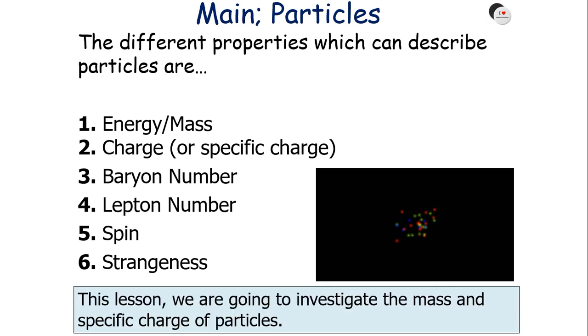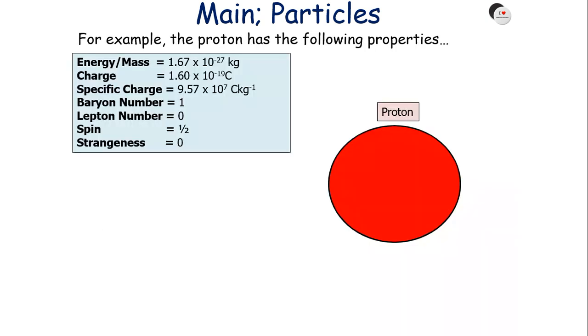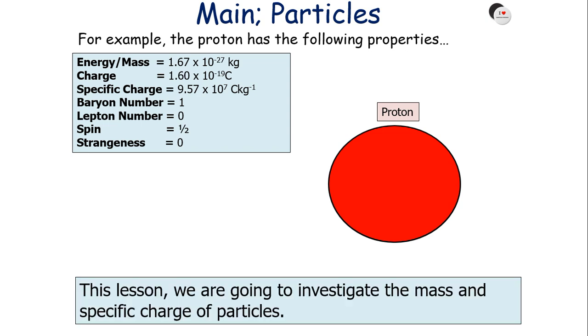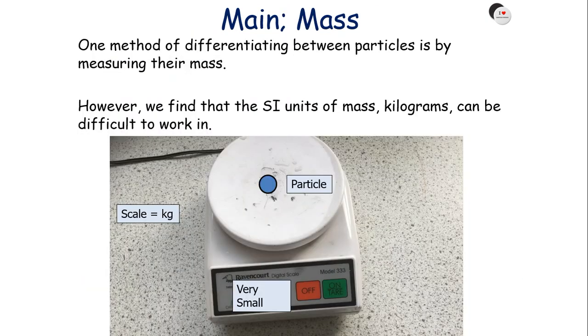Now in this lesson we're going to investigate mass and specific charge in particular. So for example, if you wanted to describe a proton, you could describe it by the following different properties. Now the first thing you'll notice is that mass and charge no longer come in simplified units of saying a proton has a charge of 1 and a mass of 1. Now we've got to go with base properties and base units, so we consider things like coulombs and kilograms. So we're going to investigate how those work.